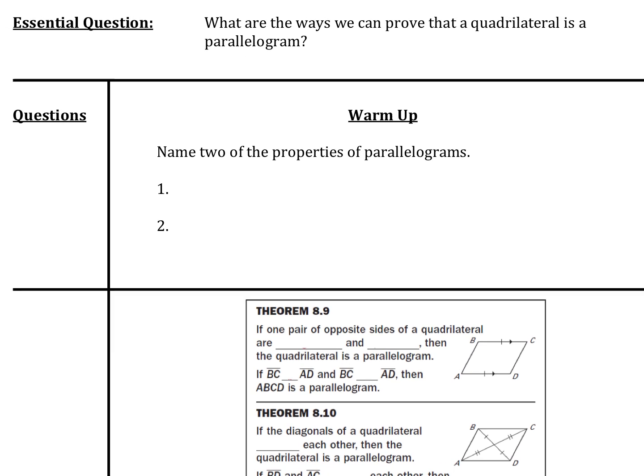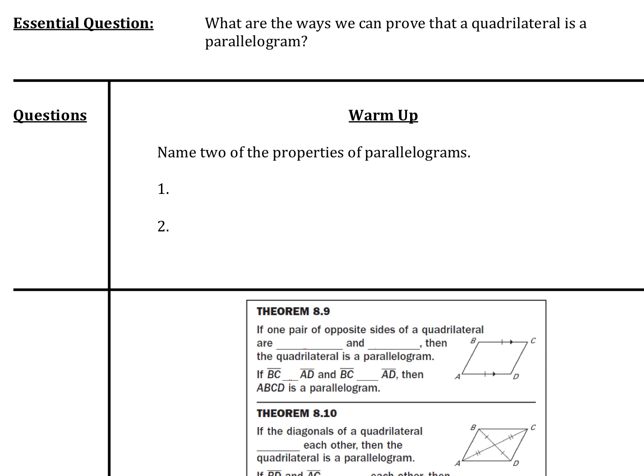It says name 2 of the properties of parallelograms. There's actually 5. If you can name all 5, that would be awesome. Go ahead and pause the video, see how you do. All right, so some properties of parallelograms: the definition is that opposite sides are parallel. That's why it's called a parallelogram. We also know that opposite sides are congruent.